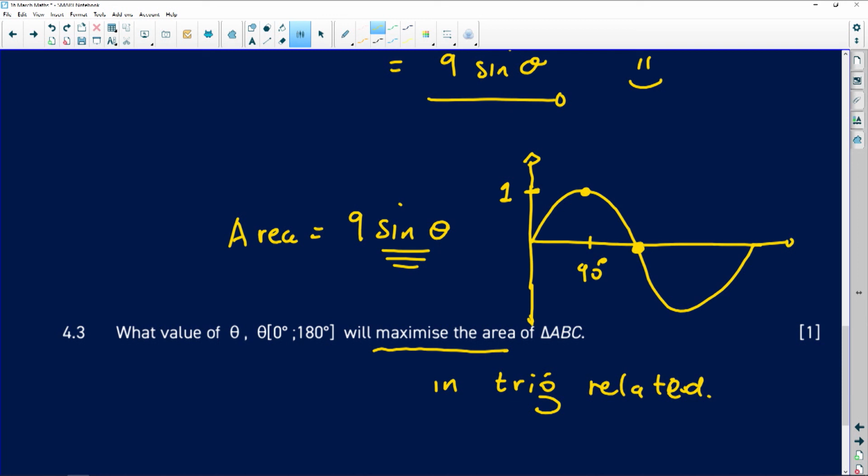And then we don't have to go all the way to 360 because they just said between 0 and 180. So I can actually remove this part that takes us to 360 because we want to focus only between 0 and 180 degrees. So the maximum value will happen when the angle is 90 degrees. So the answer to this is just simply going to be theta equals 90 degrees. And there's no complications at all.